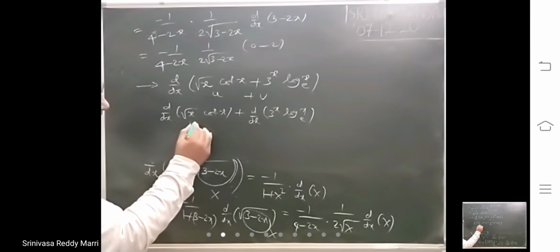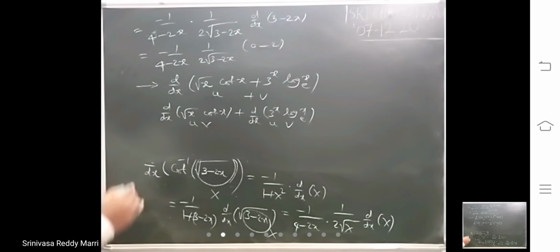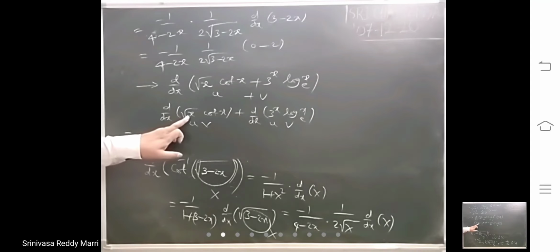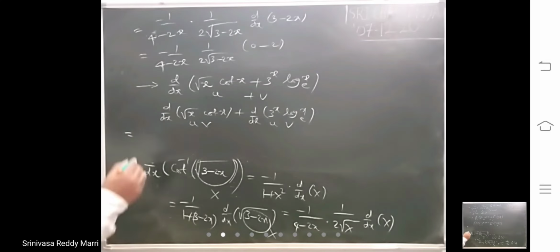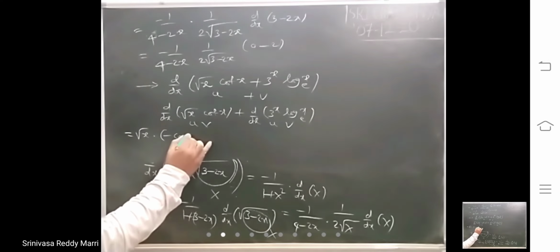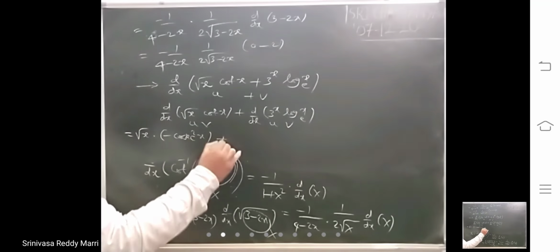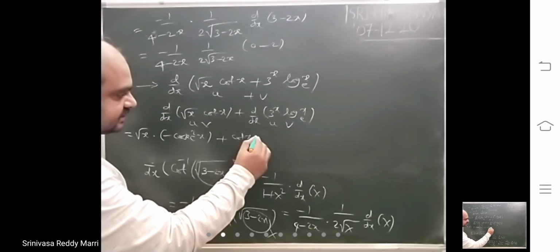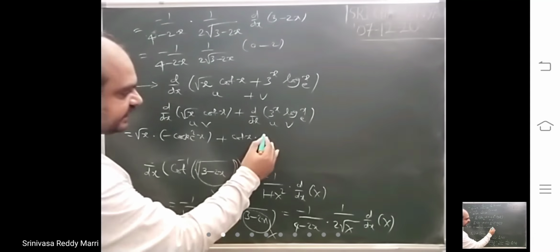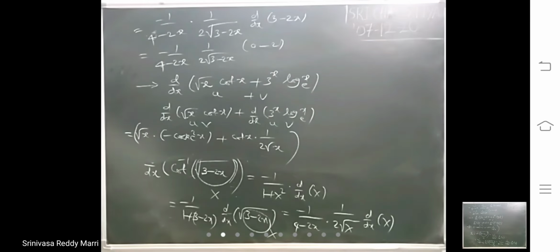Now a product is there, uv. We have to write the product rule. What is the product rule I told? U into the derivative of v. That means root x into d by dx of cot x. Direct formula. The derivative of cot x is minus cosecant square x. Cot x into d by dx of root x, standard rule. The uv formula I have applied.